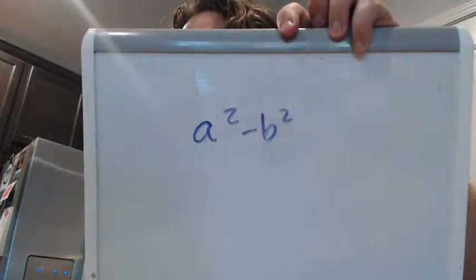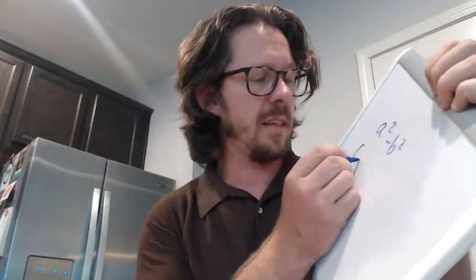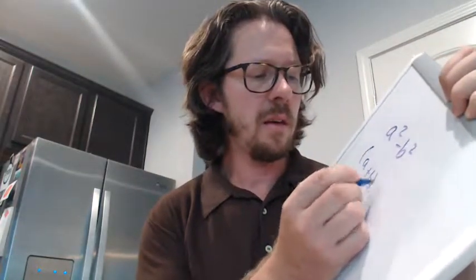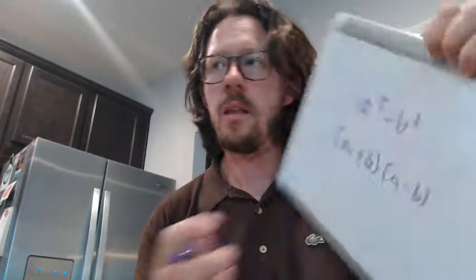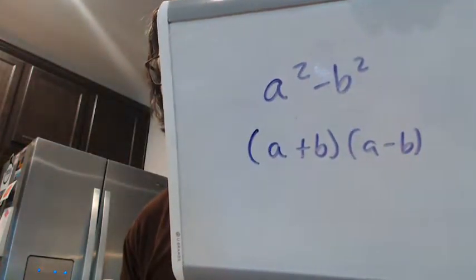Basically, if you have a squared minus b squared like that, the formula goes like this: a plus b times a minus b. Okay, that's the formula. That's the difference of squares.